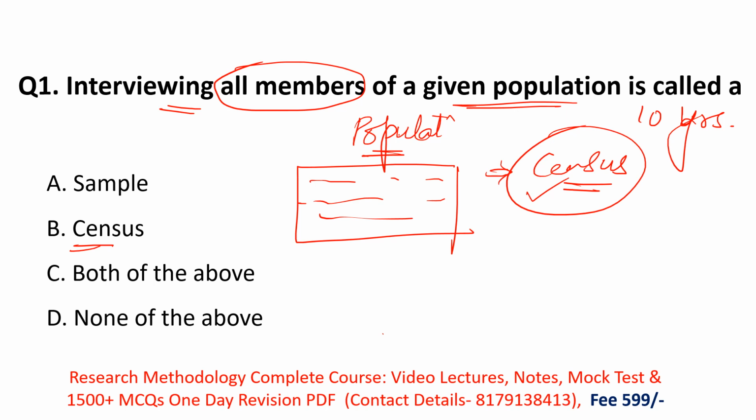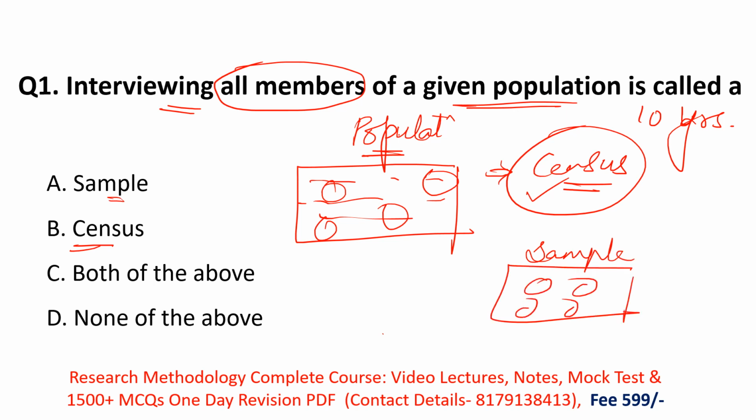Whereas option A here is sample. What does sample mean? If you are selecting 4 to 5 people from your population and asking them some questions, then it is known as sample. If you are interviewing all members in your population, then it is known as census, not sample. So for this question, option B, census, is the right answer.